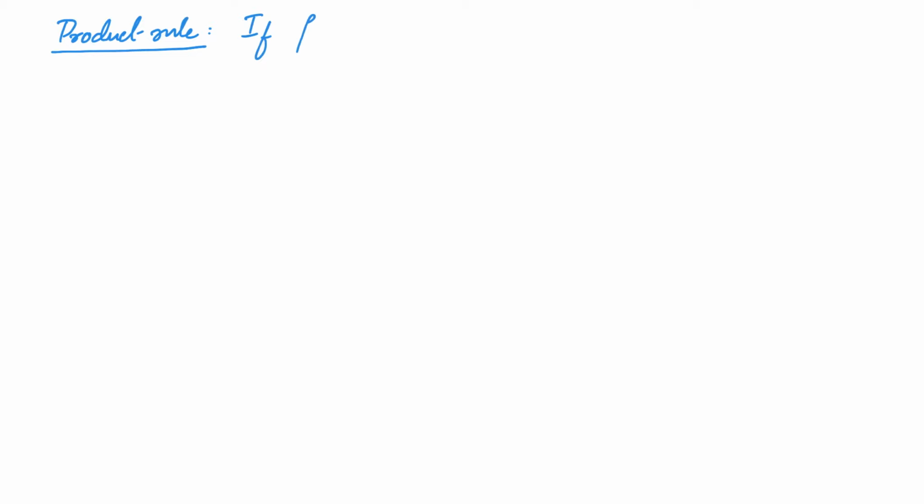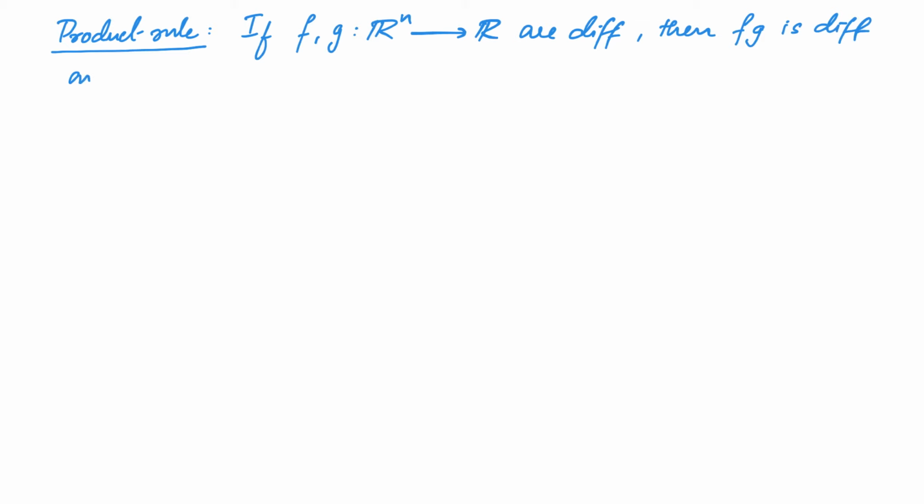Now we are ready to prove that the product of two differentiable functions is yet another differentiable function. More precisely, if f and g are two functions from R^n to R that are differentiable at a point c, then fg is also differentiable at the point c. Moreover, we can say that the gradient of fg at the point c is equal to f of c times gradient of g at the point c plus g of c times gradient of f at the point c.